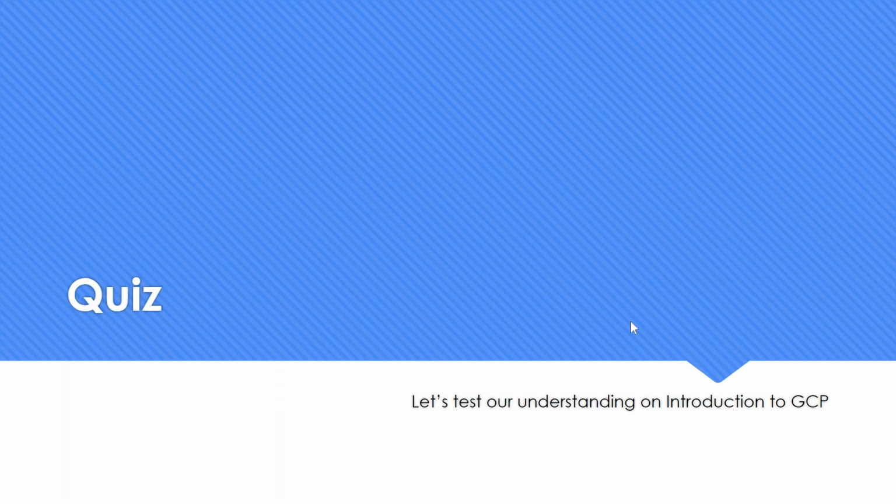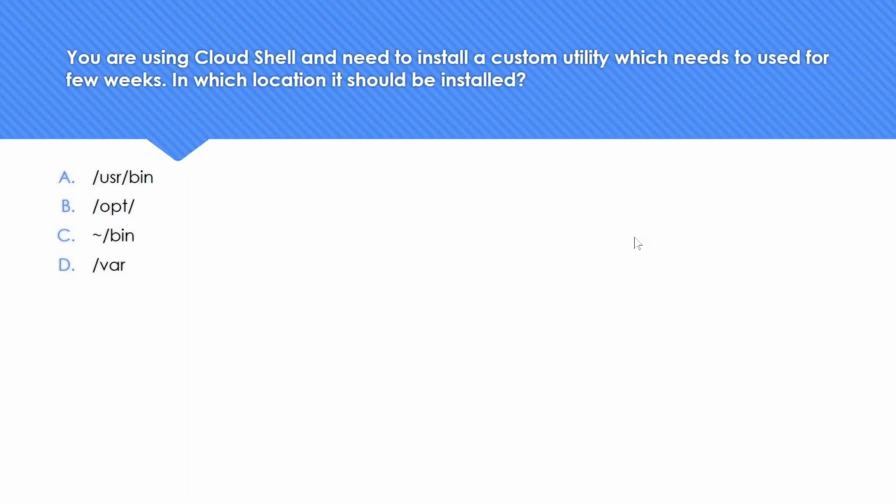A couple of questions. Both are really important questions, and this is going to test your skills. The first question: you are using Cloud Shell, and you need to install a custom utility, some software, which needs to be used for a few weeks, maybe 10 days, 20 days. In which location should it be installed? I'm going to give you 2 minutes to answer it. Start mentioning it.